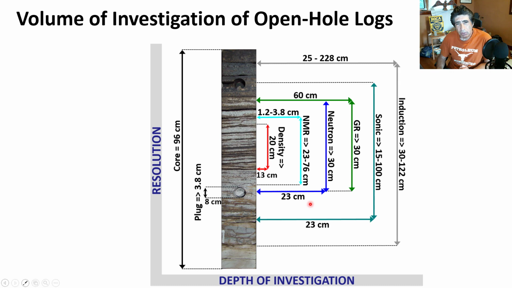So what is the depth of investigation and what is the resolution of magnetic resonance measurements? What I want to show you here is that magnetic resonance is indeed a very, very shallow sensing measurement. We're looking at 1.2 to 3.8 centimeters, and the vertical resolution is anywhere between 23 to 76 centimeters, depending on the system and the company that you are using, different principles. But I want to emphasize that NMR systems are extremely shallow sensing, and because of that, they're very often affected by the presence of invasion.